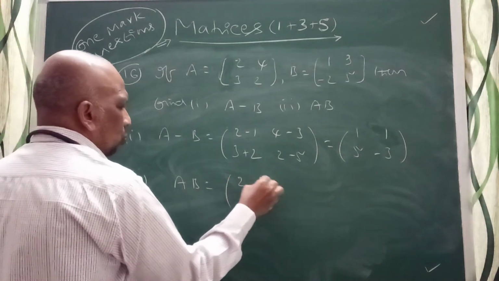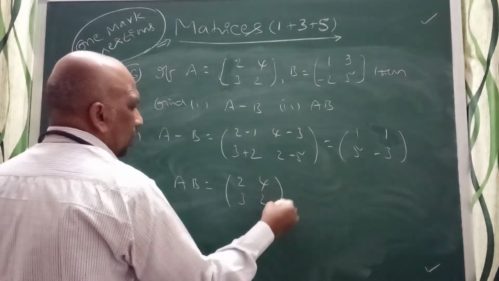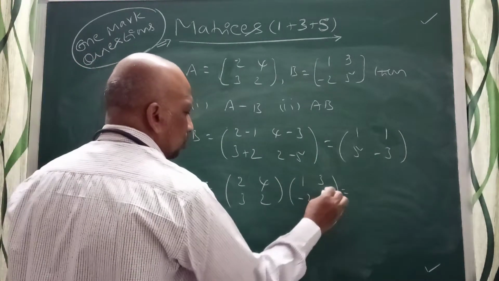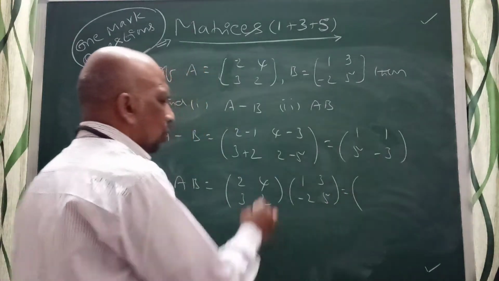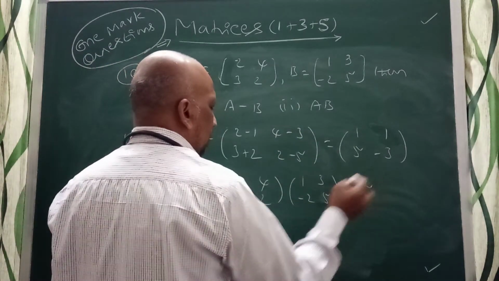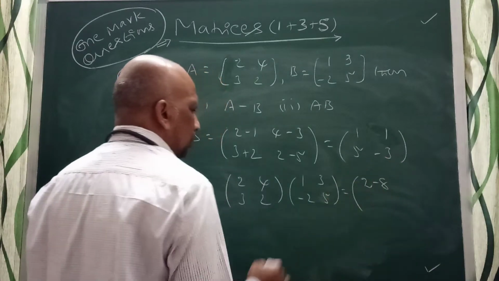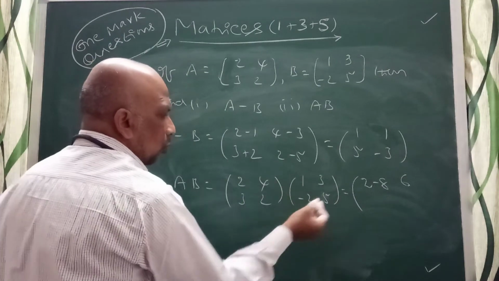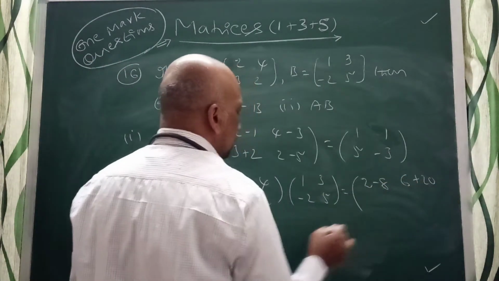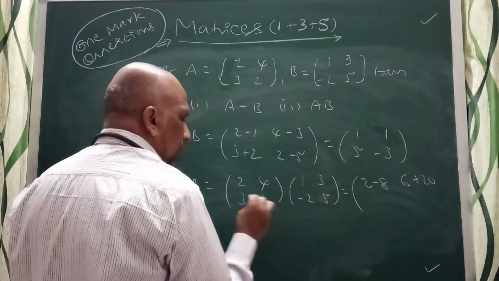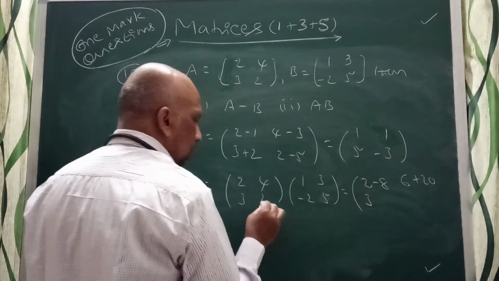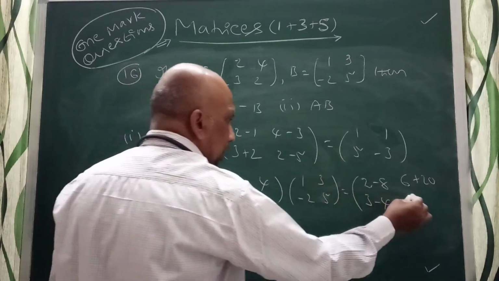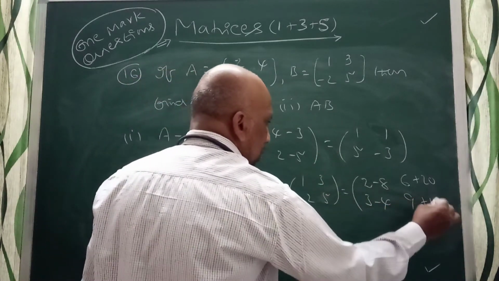So we will get A = [2, 4; 3, 2] and B = [1, 3; -2, 5]. I can multiply the first row with the first column, right? We will get 2 minus 8, that is minus 6. First row with the second column, 2 into 3 is 6, 4 into 5 is 20. Again, second row with first column, 3 ones are 3, 2 into minus 2 is minus 4. Second row with second column, 3 into 3 is 9, plus 2 into 5 is 10.